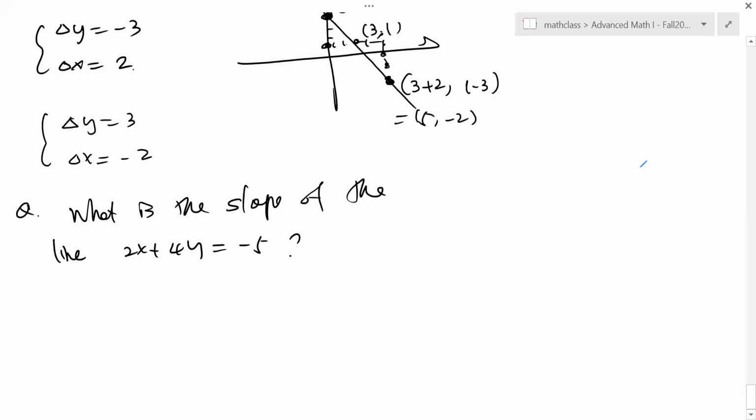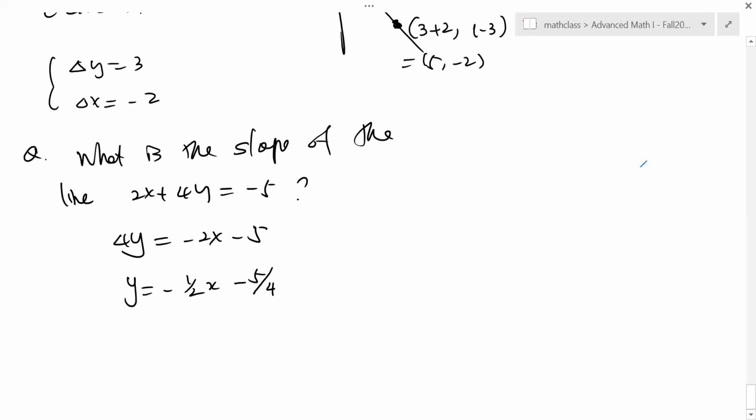Sonali, right? Sonali said -1/2. Good job. -1/2 is the correct answer. You just rewrite the expression, okay? 4y equals -2x minus 5, right? That should be -5. Yeah, be careful. It's -5. All right. Then you divide both sides by 4. It's -1/2 x minus 5 over 4.